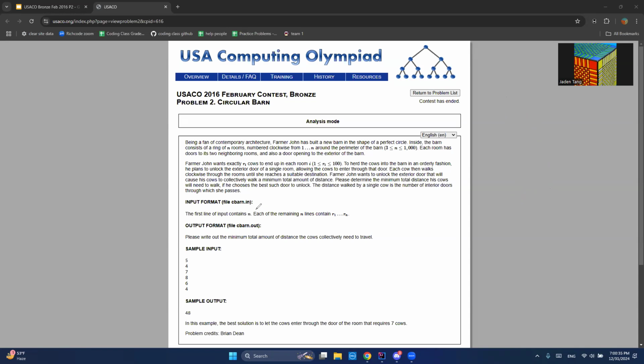The first line contains n, and each of the remaining n lines contains r1 to rn. In the sample test case, there is 4, 7, 8, 6, 4. And the optimal way is to let cows in through here. The way you could do this is to check for each room, if that door is the one opened, what will the distance the cows travel be? Then we find the minimum and output that.